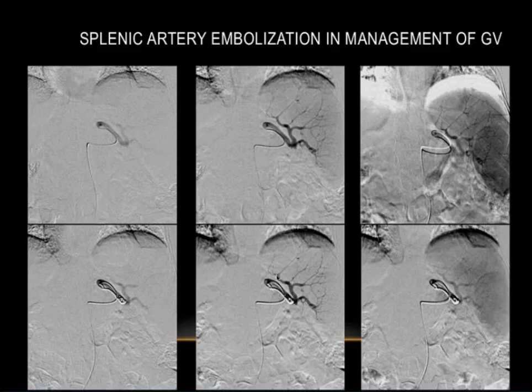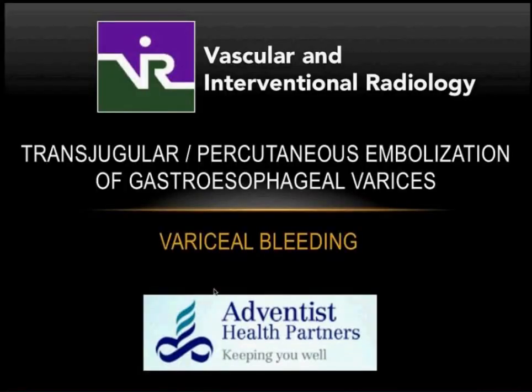So this is a case of a splenic artery embolization where I put some coils. As you can see here, I put coils here, so you are not afraid that the patient is going to develop an abscess, because the short gastrics, coming from the stomach, are going to supply and reperfuse the spleen, but not to the same degree that it was before. So that's why splenic artery embolization works.